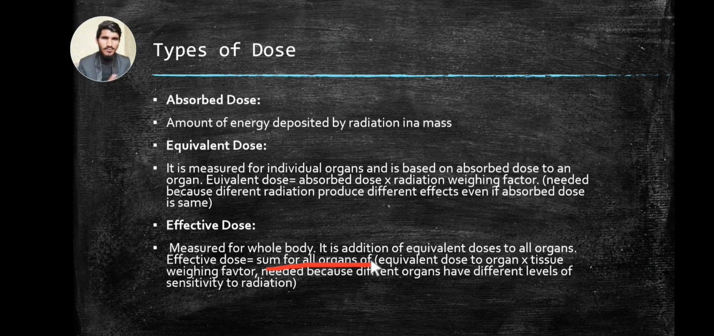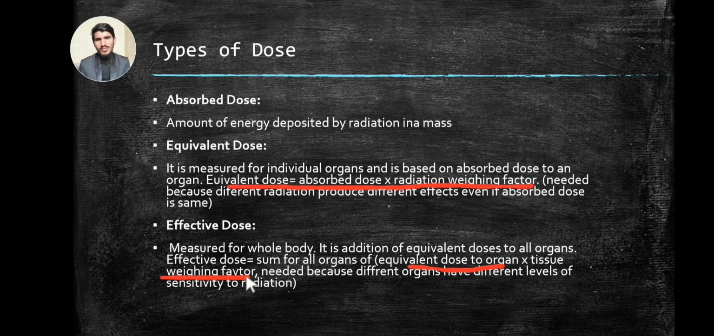It is the sum of the equivalent dose to each organ. The formula for equivalent dose to an organ we have read earlier: absorbed dose multiplied by the radiation weighing factor. So what we have in effective dose is the sum for all organs, and what is the sum of? The sum is of the equivalent dose to an organ multiplied by the tissue weighing factor.